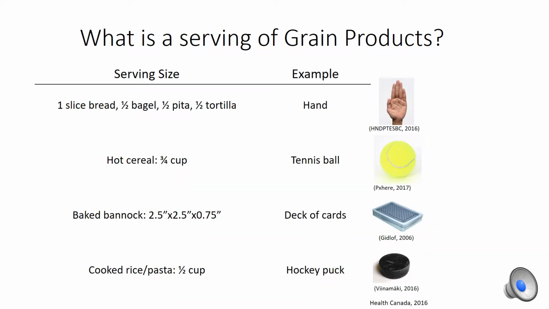What does a serving size of grain products look like? It can be a slice of bread, half a bagel, half a pita, or half a tortilla. To visualize this, we can look at about the size of our hand. For hot cereal, it is 3/4 of a cup, or the size of a tennis ball. For baked bannock, it is about the size of a deck of cards, and for cooked rice or pasta, it is approximately half a cup or a hockey puck.